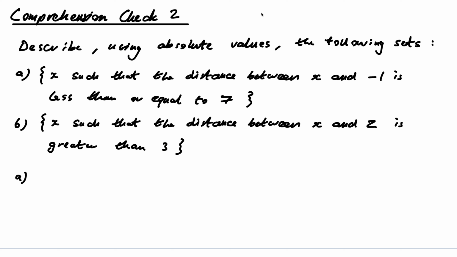Okay, what's the distance between x and minus 1? Well, by definition, the distance between x and minus 1 is the absolute value of x minus minus 1. We've seen that that is the distance between these two points on the number line. And it doesn't matter if x is positive, negative, to the left or to the right of minus 1, this is always true. This is one of the benefits of the absolute value. So we want it to be less than or equal to 7. Nice and simple.